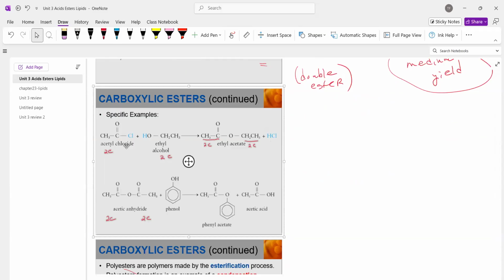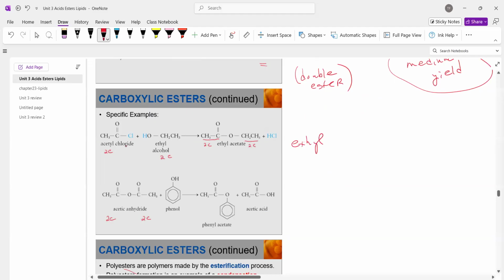Okay, so these are just some more examples. We have the acid chloride plus alcohol gives us the ester, ethyl acetate, or ethyl ethanoate.